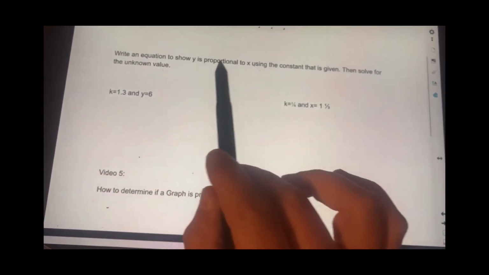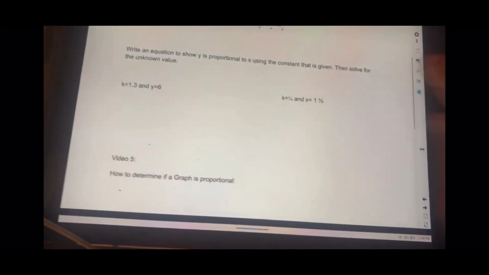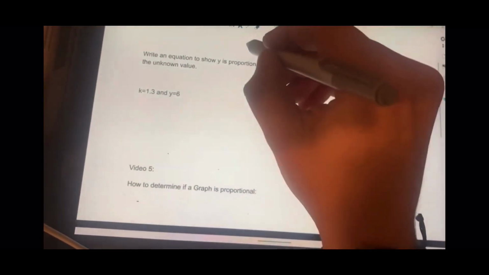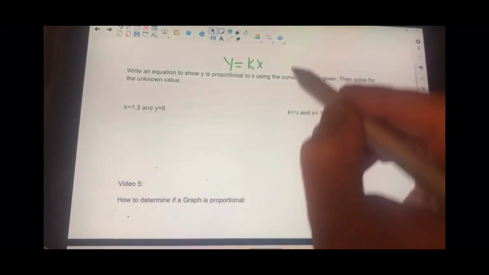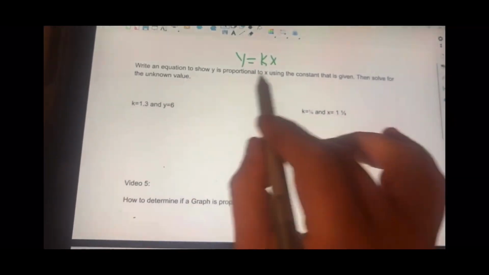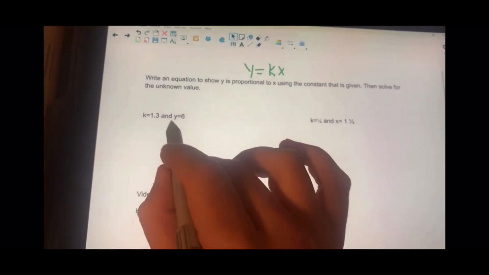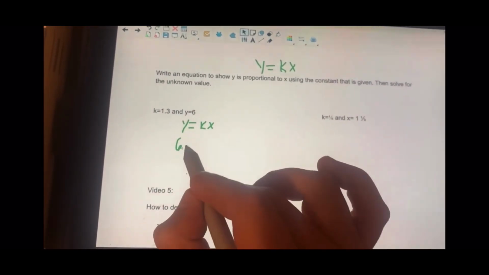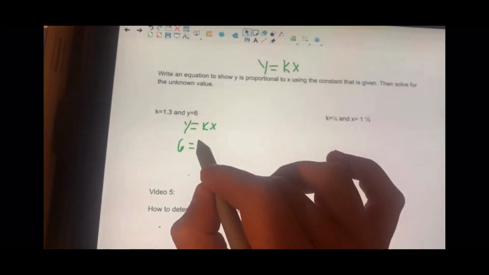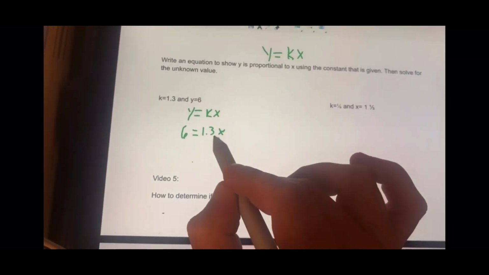So now in the second part of this video, it says write an equation to show y is proportional to x using the constant that is given, then solve for the unknown value. So when we're doing this, we're going to be using the equation y equals kx. Okay, so now, like I said earlier, it's plug and chug. So we know what y equals. So y equals kx. So y is 6. So I'm just going to put 6 equals, I know what my constant is, which is 1.3. I don't know x yet, so that variable is going to stay.